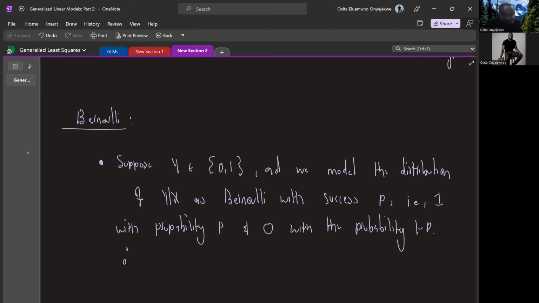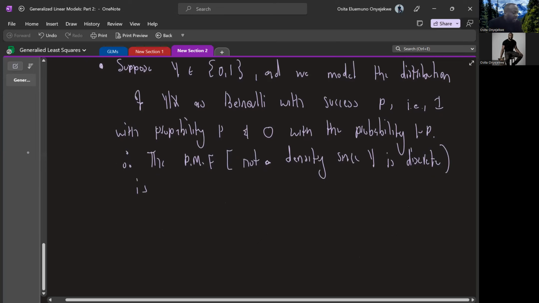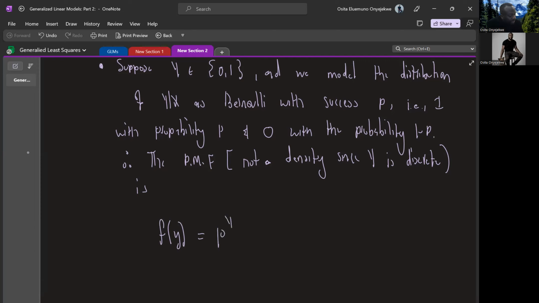If this is the case, therefore, the PMF, which stands for the probability mass function, and not a density since y is discrete, we're going to write this as f of y is equal to p to the y, 1 minus p to the 1 minus y.